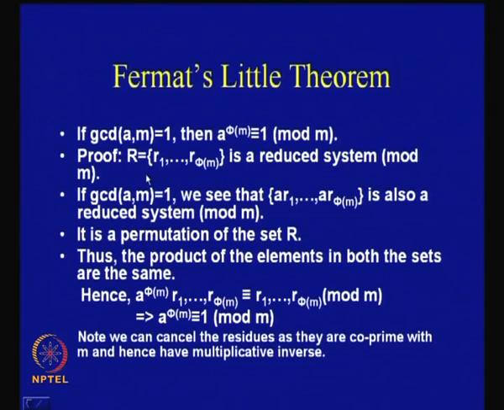So if I take these numbers and multiply them, this should be the same as the product of the original numbers. On the left hand side this works out to a to the power of phi m, because there are phi m numbers, times R1 to R phi m multiplied, and on the right hand side you will also have R1 to R phi m multiplied. Since these numbers are co-prime with m, they can be cancelled out, and what remains is a to the power phi m congruent to 1 modulo m. That is the Euler-Fermat's formula.